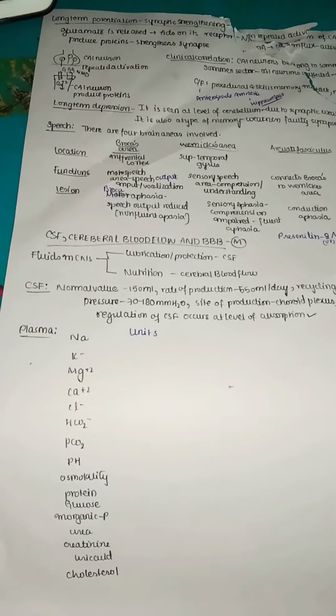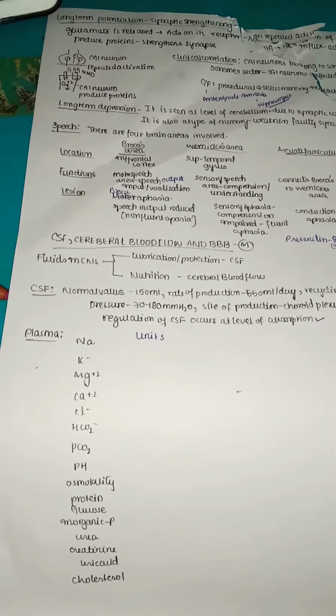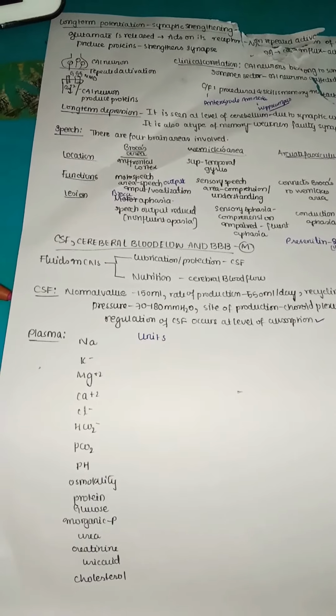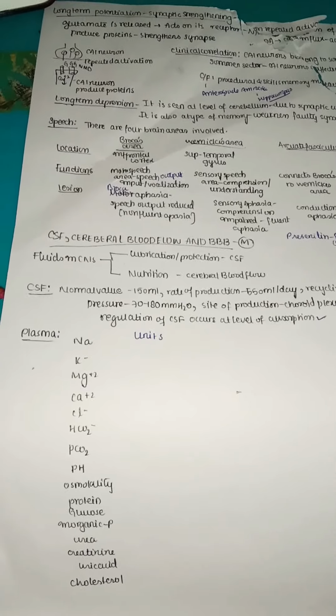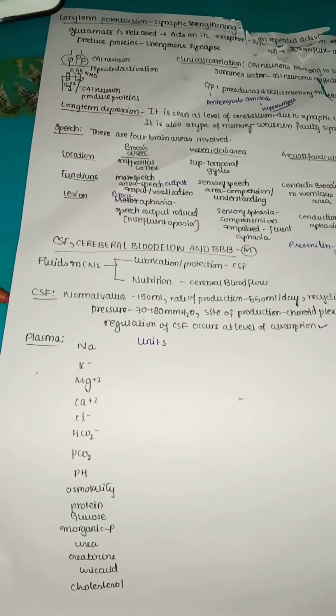So next, coming to the lesions. If there is any lesion in Broca's area, what happens? Then there is Broca's aphasia. In Broca's aphasia, speech output is reduced, a non-fluent aphasia. Here a person can understand what you are saying, but he can't speak it out. That is called Broca's aphasia.